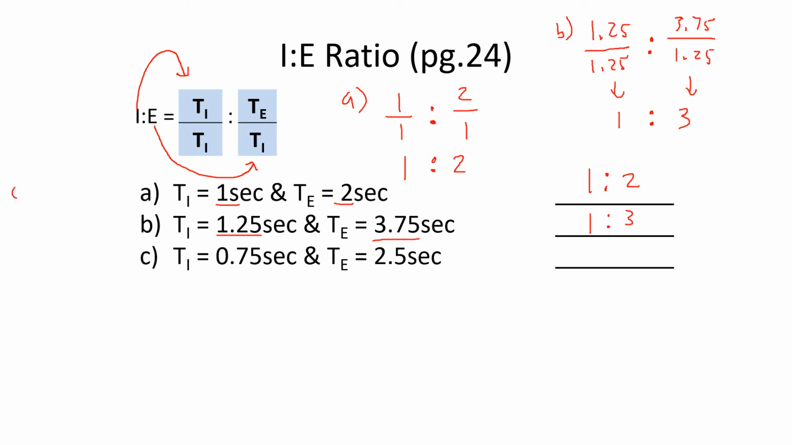Okay. C, we'll do the same. 0.75 over 0.75. You don't even have to do this part now, right? You can just skip this part. The only thing that's important is this guy. So let's forget about that. I know it's going to be 1 to something. Let's just do the second part. Save us a little bit of time. 2.5 over 0.75. So that's about, okay, 3.3 maybe.